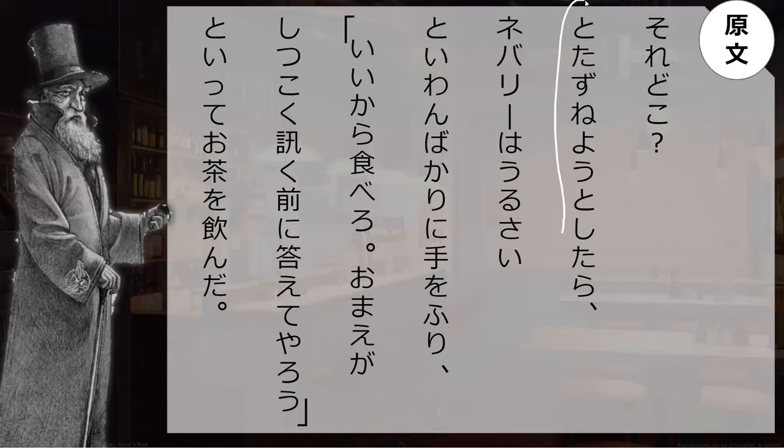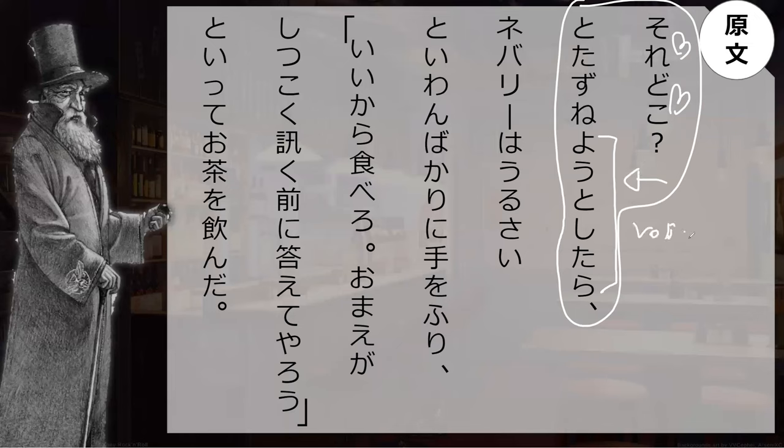From the top, the question asks, sore doko? Doko, where's that? Tazune yo. Right, we got the o to suru volitional form right here. Tazune yo to shitara. Oh man, what is this tazune? Tazuneru? Tazuneru is to ask.